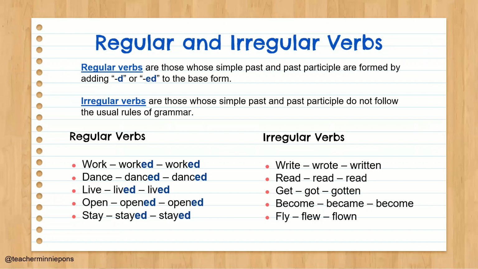Some examples can be, for regular verbs: work, worked, worked; dance, danced, danced; live, lived, lived; open, opened, opened; stay, stayed, stayed. For irregular verbs: write, wrote, written; read, read, read; get, got, gotten; become, became, become; fly, flew, flown.